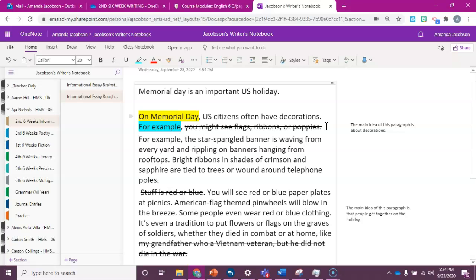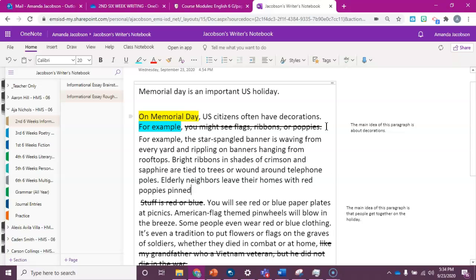And so you might say, elderly neighbors leave their homes with red poppies pinned to their jacket pockets or to their shirts. Because I think it's May, I don't know that they'd be wearing jackets.